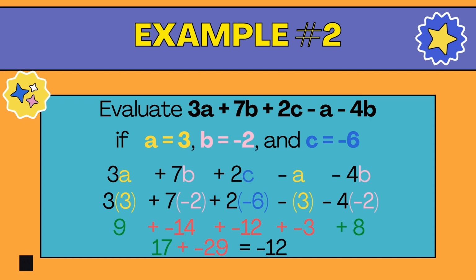Then we have to add together 17 and negative 29. When we add a positive and a negative, we actually subtract their absolute values. So 29 minus 17 is 12, but we use the sign of the number with the bigger absolute value. So that would be the negative 29. That means our answer is negative 12. So now we've evaluated the expression 3a plus 7b plus 2c minus a minus 4b when a is 3, b is negative 2, and c is negative 6. The evaluated expression is equal to negative 12.